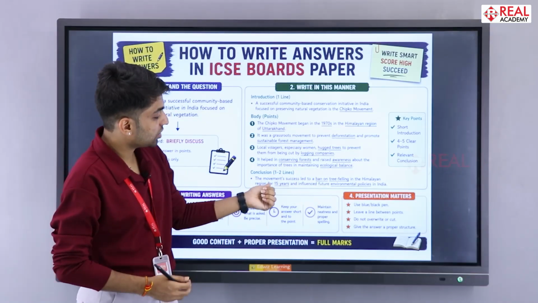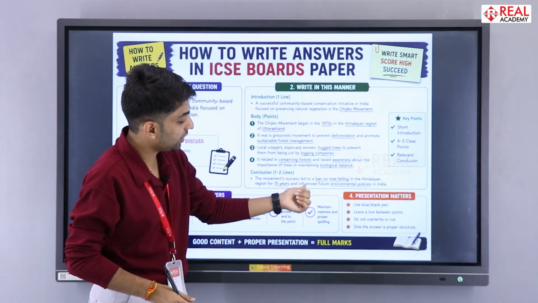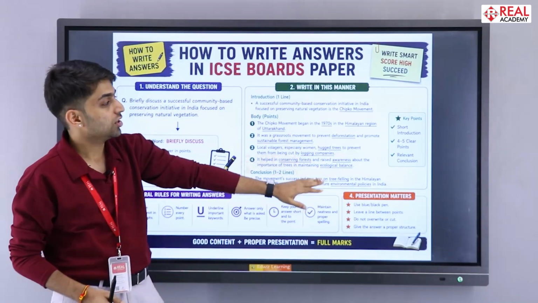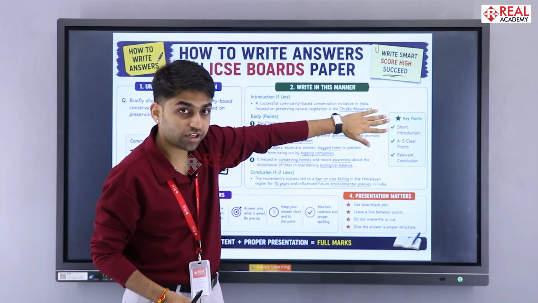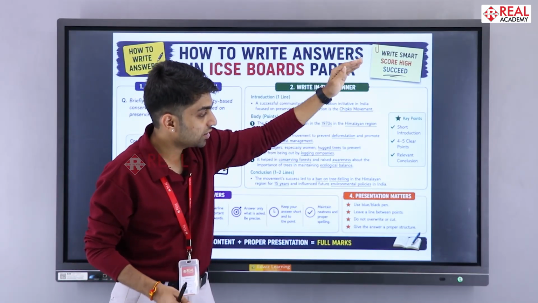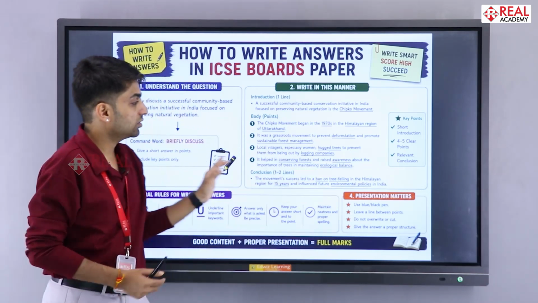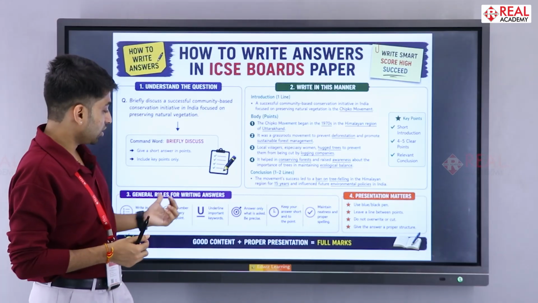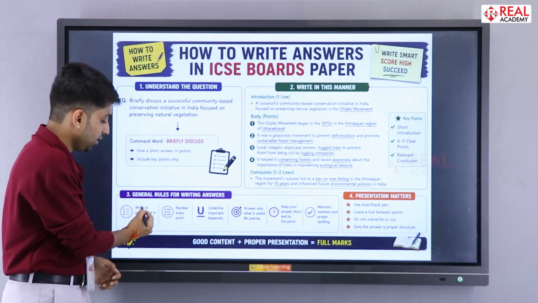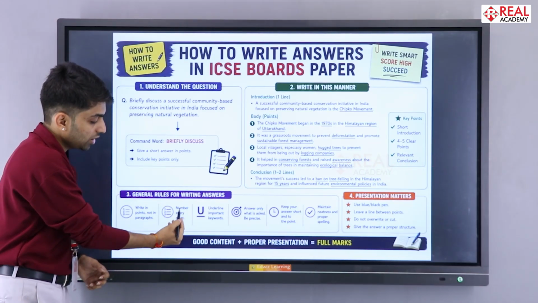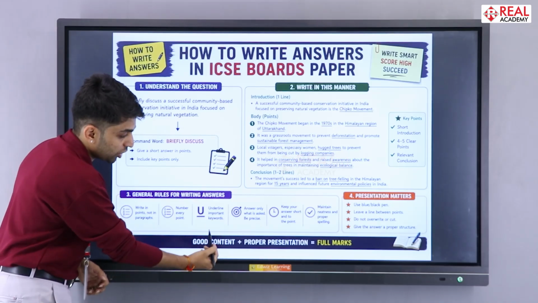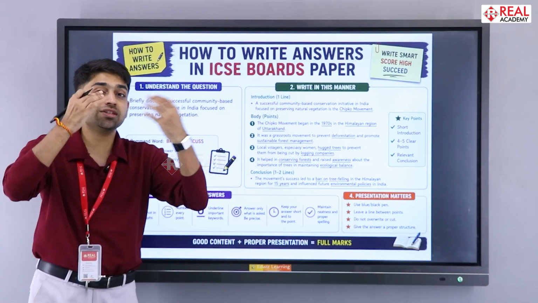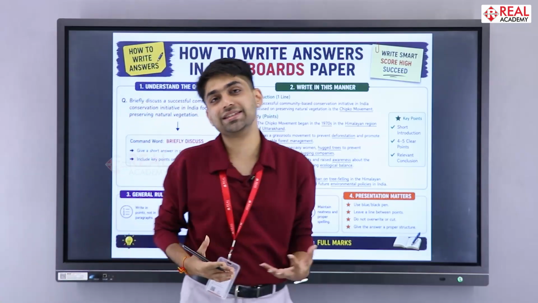In the Himalayan region for 15 years and influenced future environmental policies in India. That is your conclusion. So what were the key points? Short introduction, 4 to 5 clear points, relevant conclusion. This is how you make your answer perfect. Then general rules for writing answers: write in points, not in paragraph. Number every point, underline important keywords, answer only what is asked, be precise. Do not start writing a story which will not make sense.